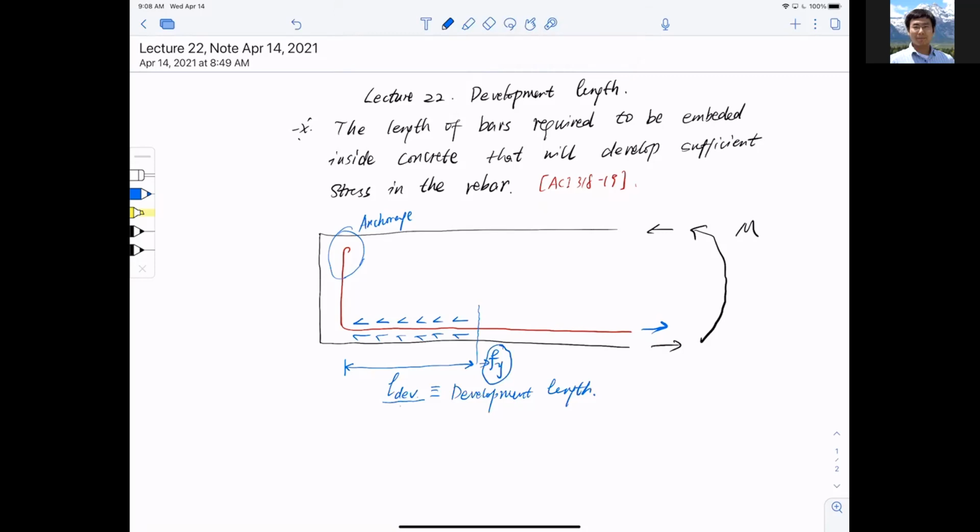All right, so that's essentially it. It's just the distance that you have to embed your bar into the concrete to give you that yield strength.